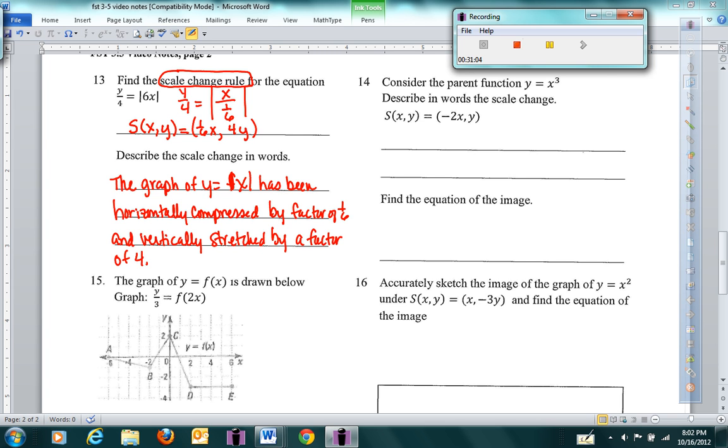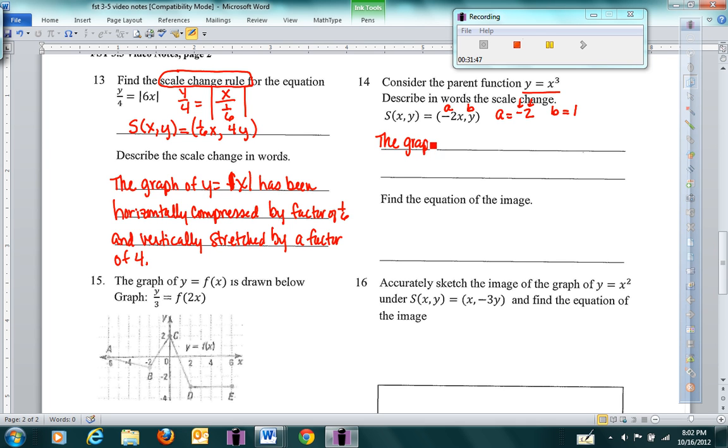Okay, on number 14 it says consider this parent function, which is the cubic, right here. Describe in words what the scale change would do. Well, this is your a, and this is your b over here, isn't it? So your a value is actually, I'll go ahead and write it down as a -2, and I'll say your b is 1, but you need to address these two things separately, the negative sign and the 2. So we want to describe in words what the scale change is going to be.